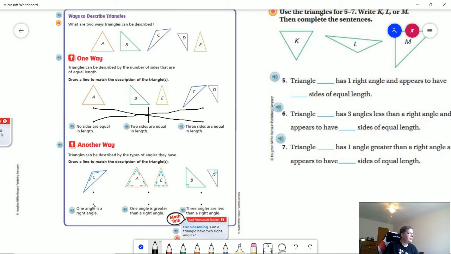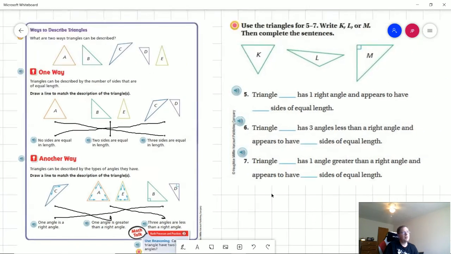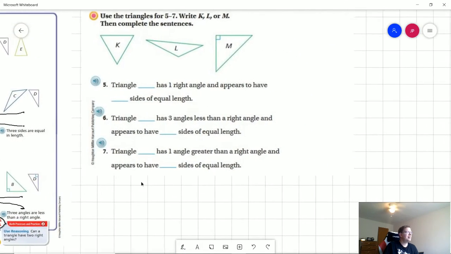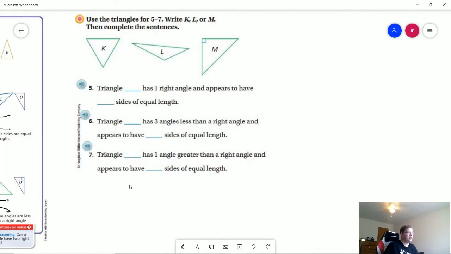So one angle is a right angle for the bottom. That looks like that one should go over here. One angle is greater than a right angle, and so that would be this one here. And then our angles less than a right angle. If we have an acute triangle, we have to have all 3 angles smaller than a 90-degree angle or right angle. And we'll talk about more of why that is at some point, although you won't have to learn it specifically until we get into 4th grade.